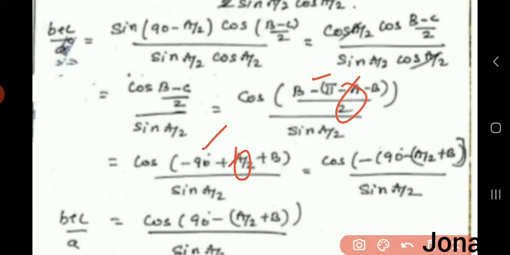Cos of minus theta is cos theta only, isn't it? So we can take this minus here as a common thing. So cos of minus of (90 minus this one). Cos of minus theta is nothing but cos theta. Therefore cos of 90 minus this one. Cos of 90 minus theta is sin theta, isn't it?